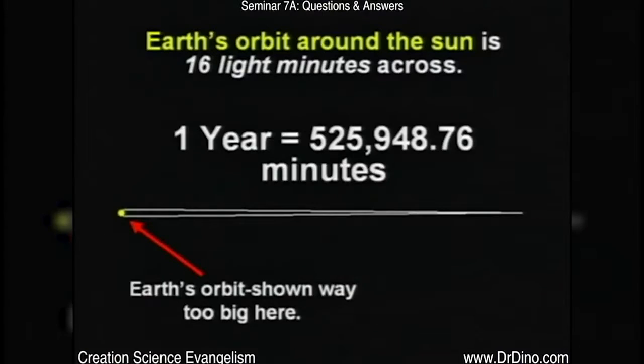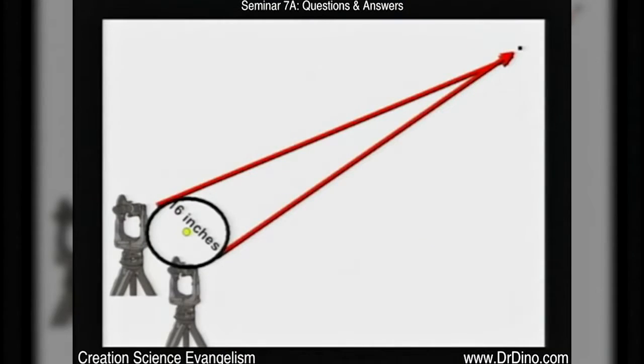A year has 525,000 minutes in a year. If this picture here showing the little yellow dot was the scale, if that yellow dot represented Earth's orbit, not the Earth's diameter, the orbit of the Earth, it's way too big for the picture. What we're going to do is try to show you the math involved here. If I had 2 surveyors setting up with their transits or telescopes, and they are 16 inches away from each other, and they're both looking at a dot 525,000 inches away, which is 8 1/3 miles.